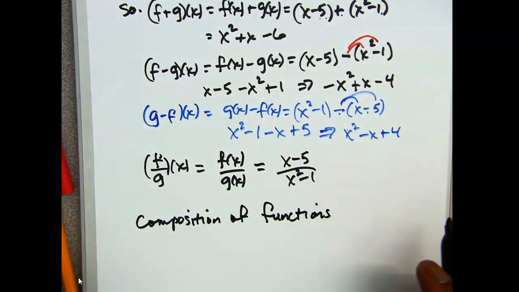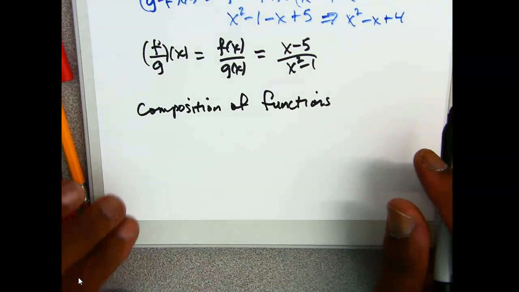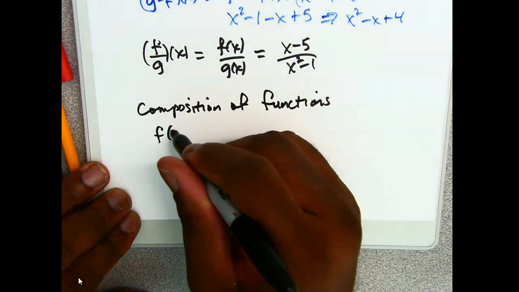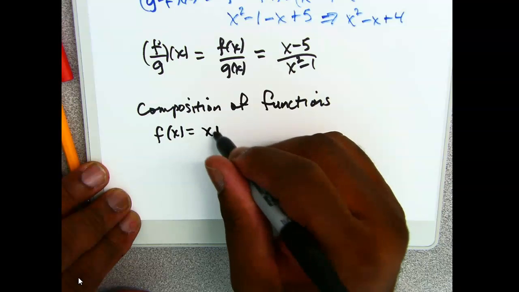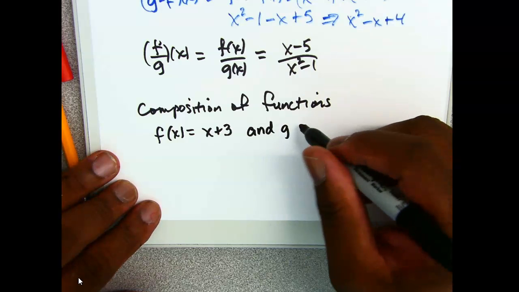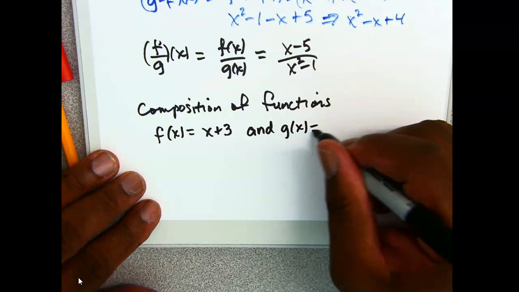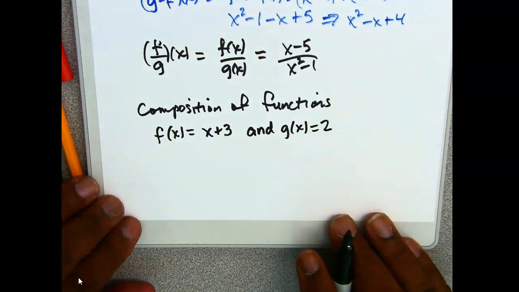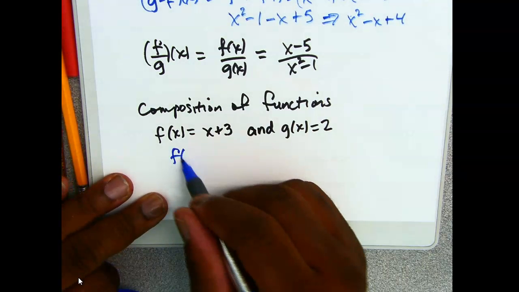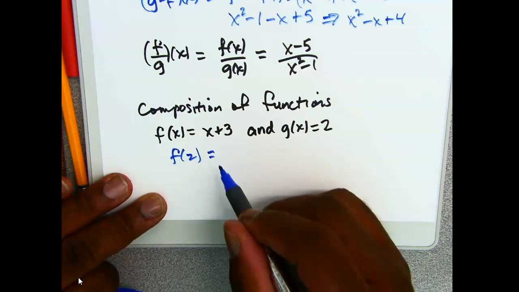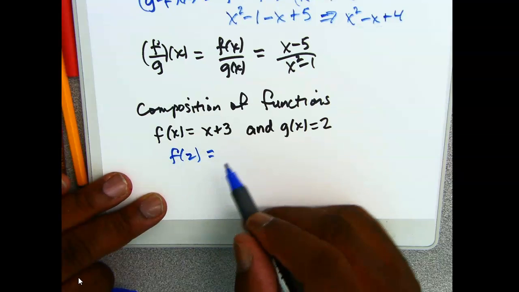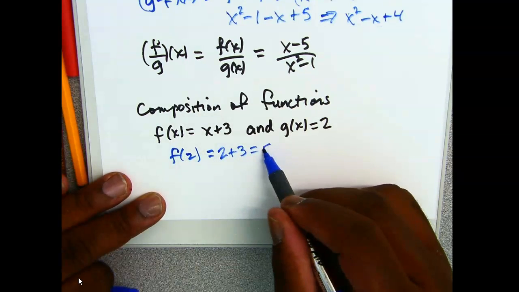And you've been doing compositions of functions probably since elementary school. If I told you that f of x is equal to x plus 3 and g of x is equal to 2, and I asked you for f of 2, I think all of you are super comfortable with saying, well, in f, where I have an x, I'm going to replace it with 2, so I get 2 plus 3. And our answer is going to be 5.